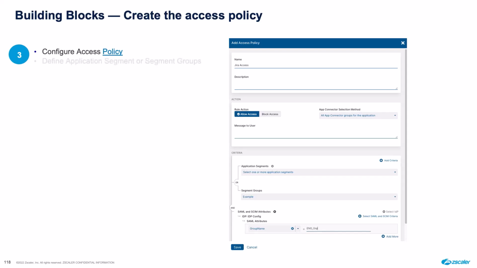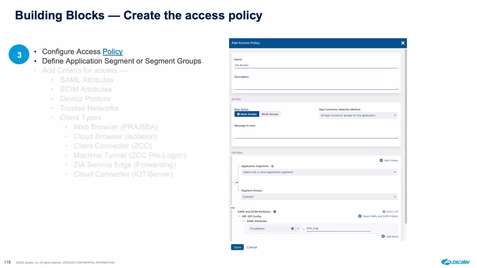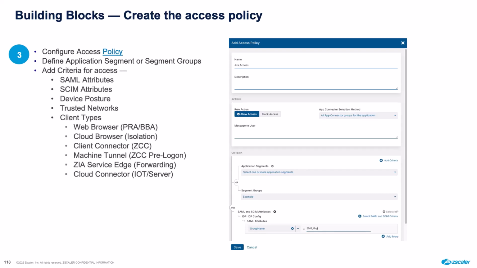Within the policy, you define the application segment or segment group, then can add criteria for access. Now, this criteria can cover SAML, SCIM user attributes, device posture profiles, client types, define trusted networks, and more. So as you establish the criteria, the Boolean logic used between is always displayed in the policy creation workflow. Finally, you then set the rule to allow or block.